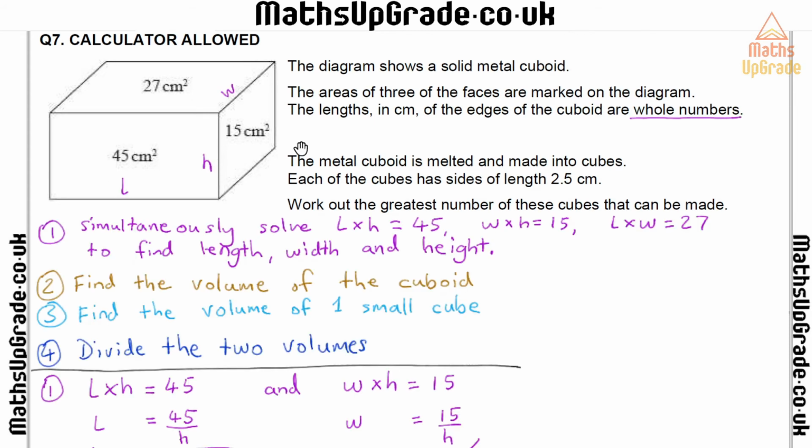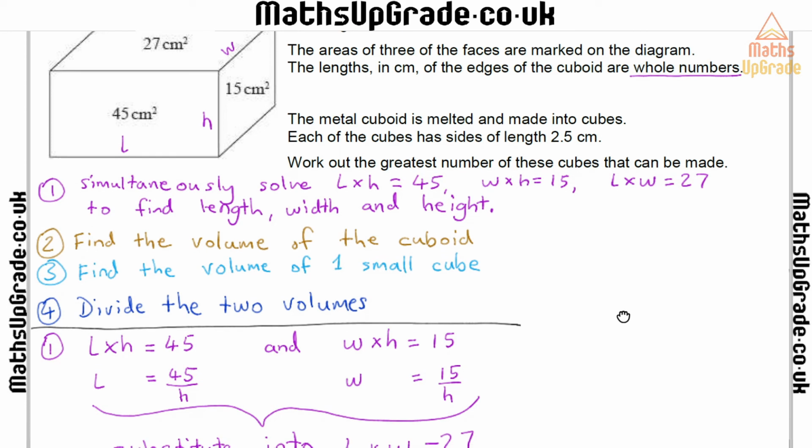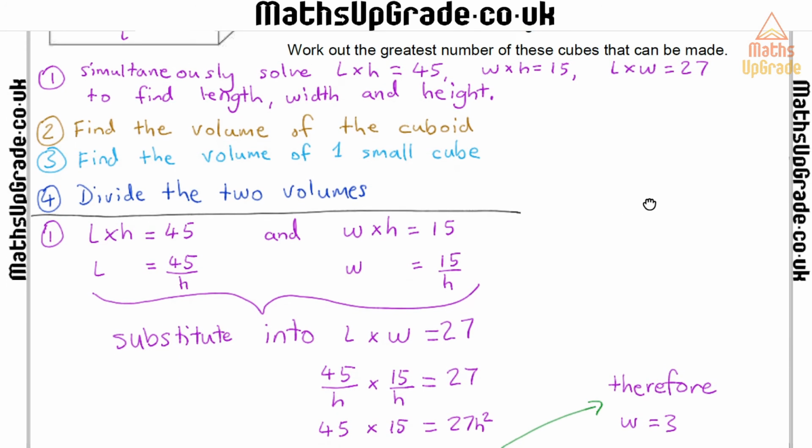Here are the steps I'm going to take. I need to essentially solve length times height as being 45, width times height as being 15, and length times width as being 27. And here's my length, width and height labelled on the diagram. You can solve these just by inspection, but assuming you can't do that, I'll show you the general method.